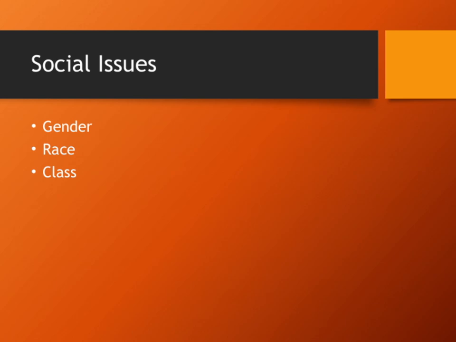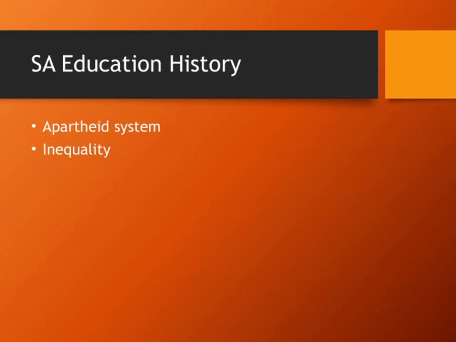So, as we explore these social issues, keep in mind how gender, race, and class are not isolated, but woven into the fabric of societal challenges and opportunities. This perspective is crucial for creating meaningful change. Let's take a closer look at the apartheid system and its impact on inequality in South Africa.